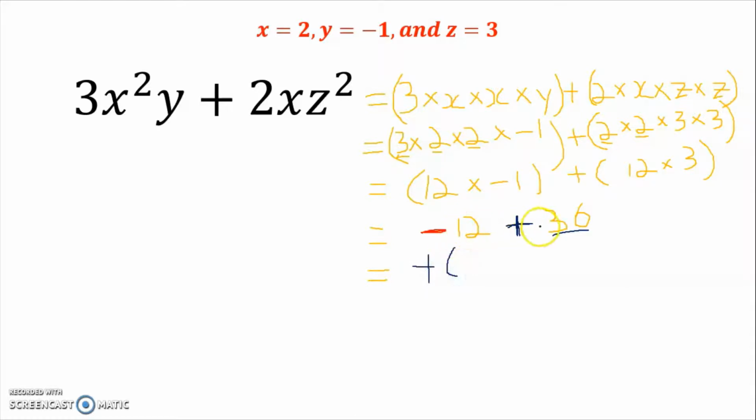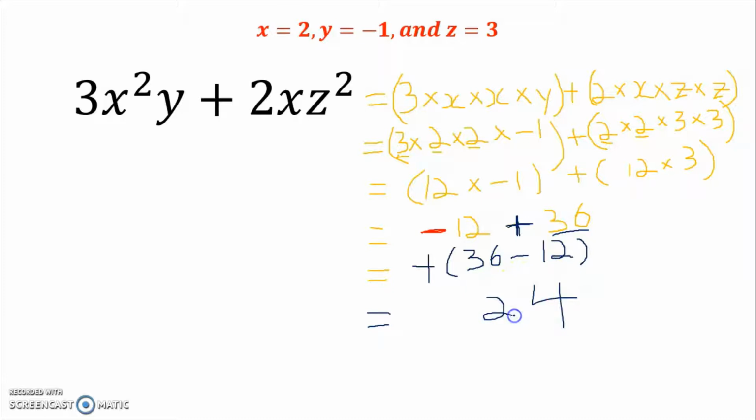The answer is the difference of these two numbers. We take the larger number, 36, and subtract the smaller number from it, which is 12. So 36 subtract 12 is equal to 24, because 6 subtract 2 is 4, and 3 subtract 1 is 2.